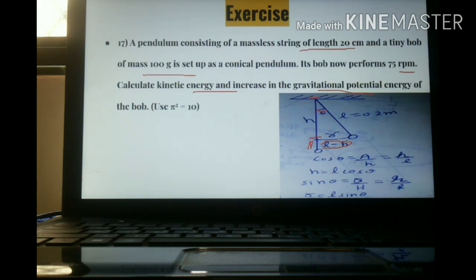Similarly, if we apply sin theta over here, sin theta is opposite upon hypotenuse. This R is the opposite side, and the hypotenuse is L. So sin theta is equal to R upon L. So R can be represented as L sin theta.